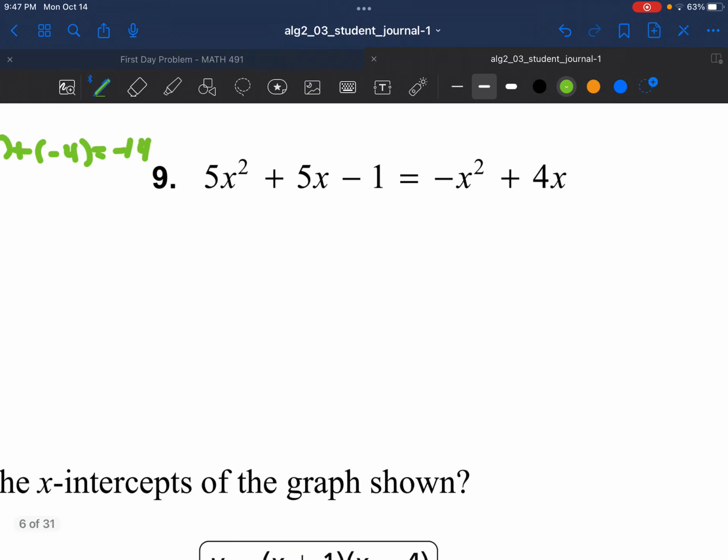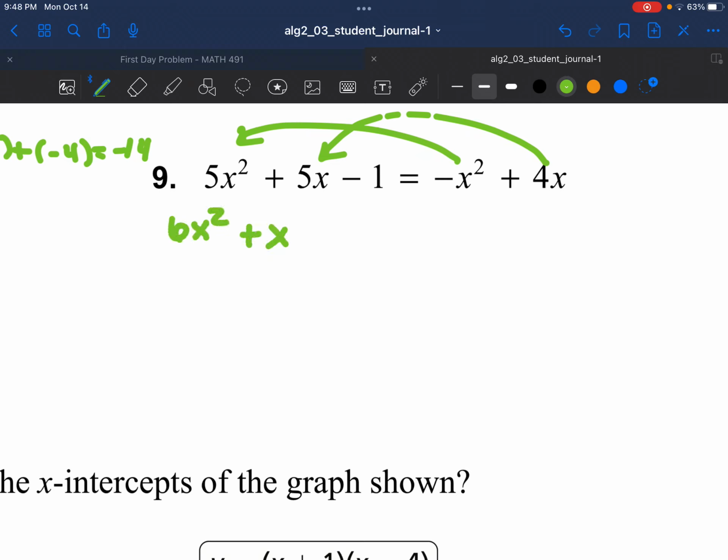Okay. Let's talk about this one. This one looks crazy, but it's pretty simple actually. Let's go ahead and combine like terms. So this one's going to go here, and this one's going to go there. So I add an x, that'll be 6x squared. I subtract 4 plus x minus 1 equals 0. 6 times negative 1 equals negative 6.